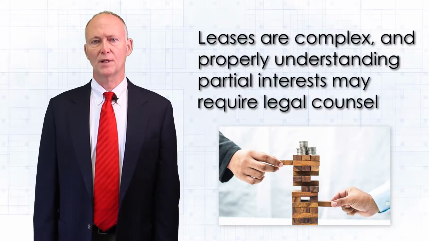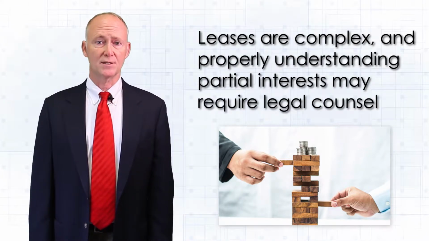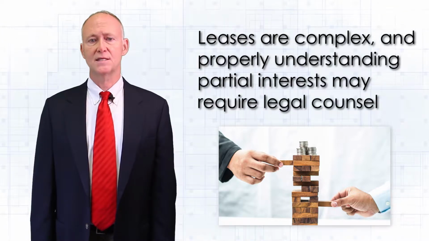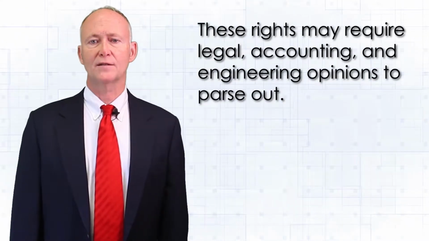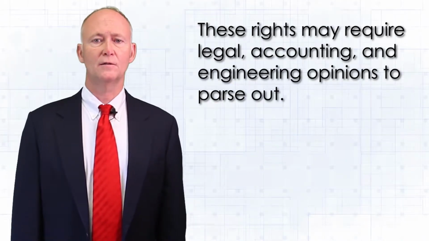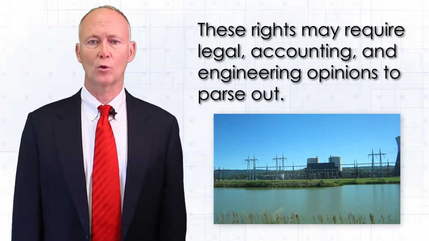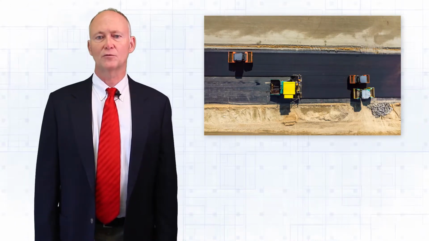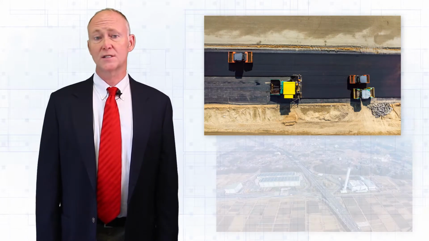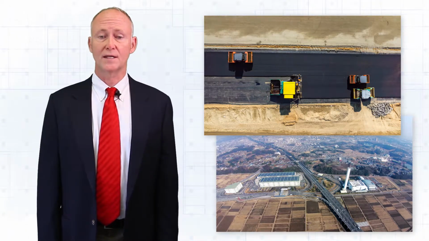Thus, leases are complex. For that matter, properly understanding many partial interests and estates may require legal counsel, as these interests are often established by contracts and covenants. In fact, these rights may require legal, accounting, and engineering opinions to parse out. Water rights in California are one such example. Another example includes easements or rights-of-ways taken through condemnation for utilities and roadways on estates that already have old easements, rights-of-ways, deed restrictions, or other rights taken.